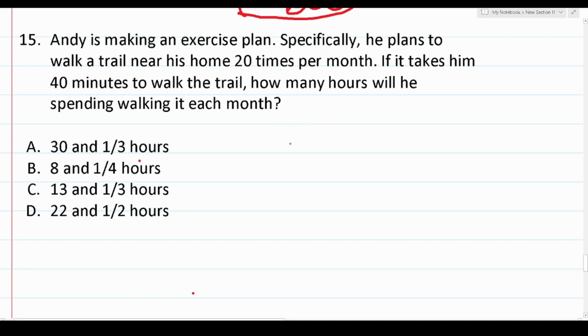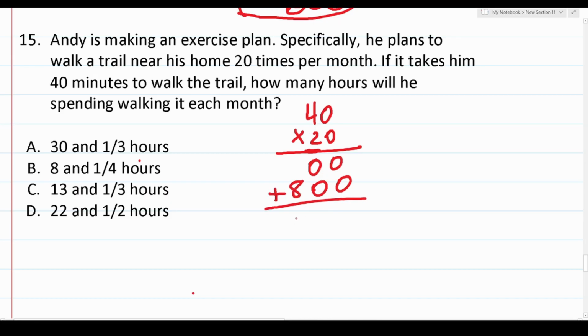The very first thing I'm going to do is find out how many minutes in total he walks this trail. We know he walks the trail 20 times for 40 minutes each walk. So that's going to be 40 times 20. Let's go ahead and work this out. 0 times 0 is 0. 4 times 0 is 0. Before we start multiplication with this 2, we have to add a 0 placeholder. 2 times 0 is 0. 4 times 2 is 8. 0 plus 800 is 800. So he spends 800 minutes walking this trail.